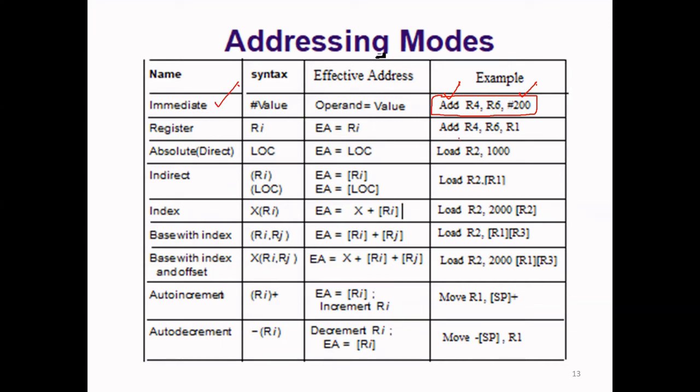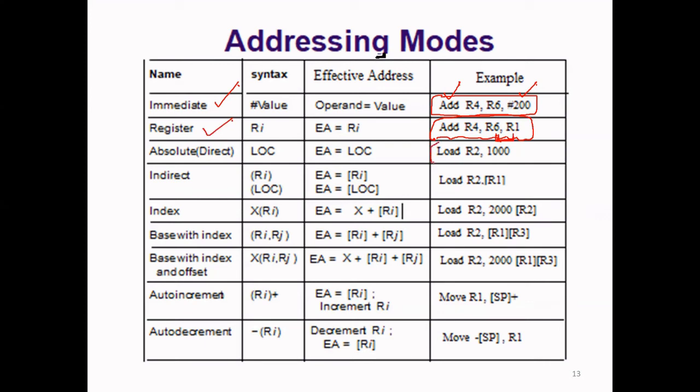Let us see this instruction: ADD R4, R6, R1. What is the meaning of this? R6 plus R1, and the result is stored back in R4. Now where is the data available? In the registers, right? So that's why it is called register addressing mode.